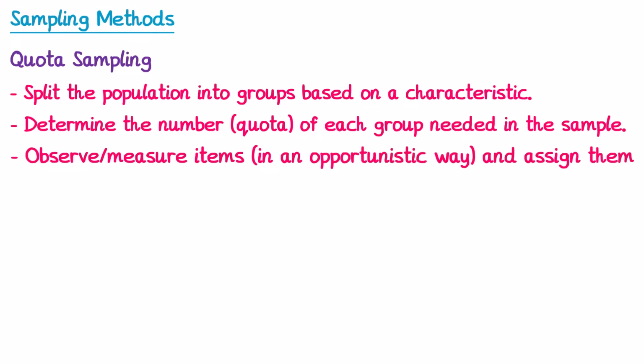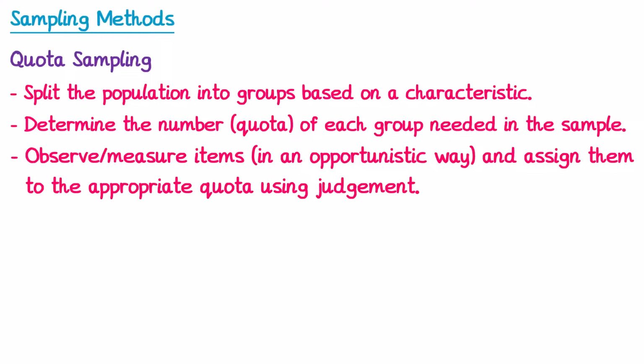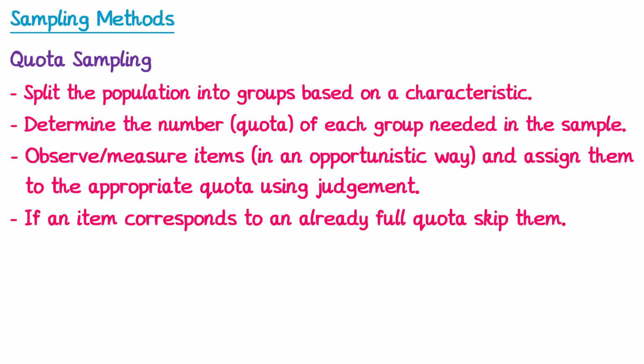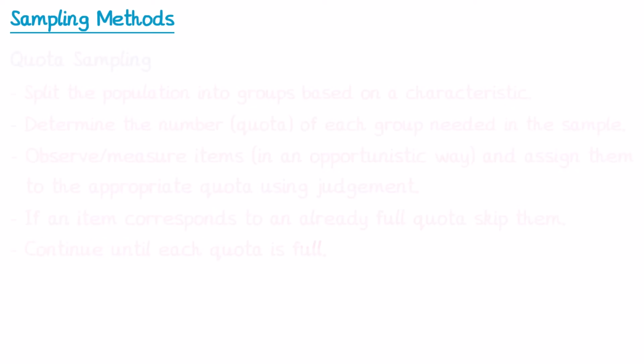Then we observe or measure the items in an opportunistic way, and then we assign them to the appropriate quota using judgment. If an item corresponds to an already full quota, we skip them, and then we continue until all of the quotas are full. Let's have a look at this with an example.